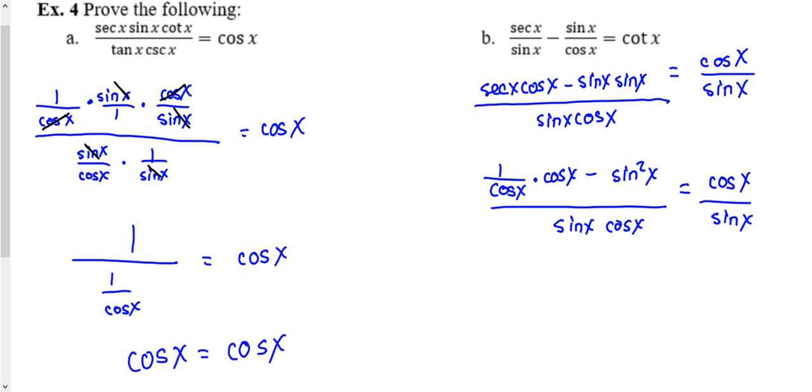From here, my cos and cos, one numerator, one denominator, will cancel each other out, leaving me with just 1. So now I have 1 minus sine squared x. All that still being divided by the sine x cos x.